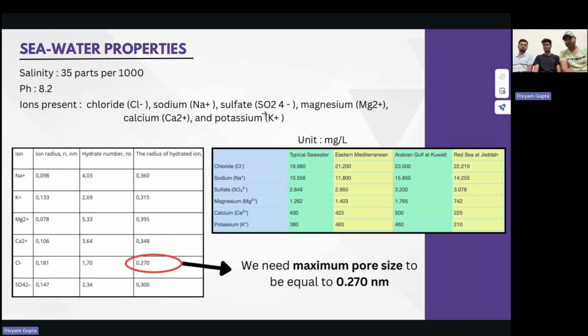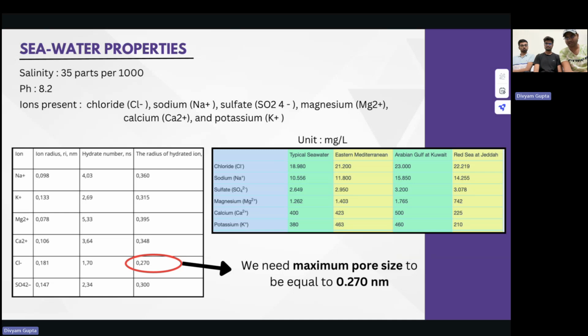So, as we are targeting industrial applications of desalination, we are targeting the Arabian Sea seawater as a base, and we have some properties which we used in order to calculate the membrane properties. First is salinity, where we observe that the Arabian Sea has 35 parts per thousand of salt. Second, its pH is 8.2, which is used to calculate the corrosiveness. Third, the majority of the ions present are chloride and sodium, and the secondary ions are sulfate, magnesium, calcium, and potassium.